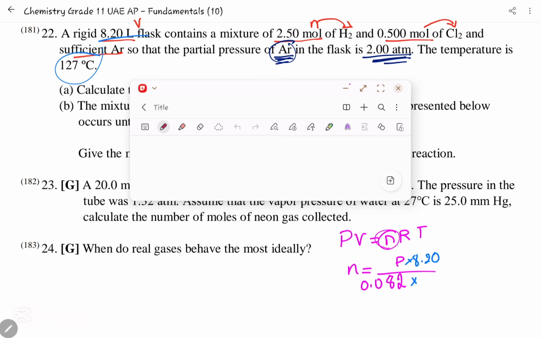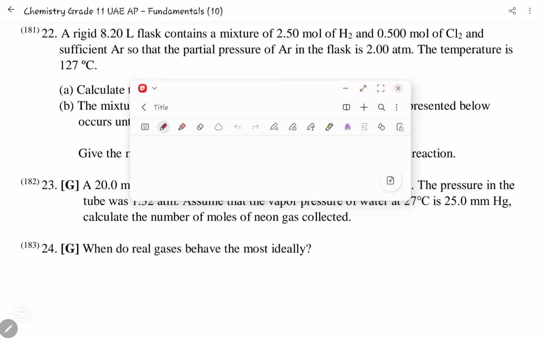So you change it to Kelvin. So 127 plus 273, that's going to be 400 Kelvin. And now the pressure. They gave us the partial pressure, which is how much? Which is 2 atmospheres. So you will have 2 times 8.2 divided by 0.082 times 400. You will get that the number of moles of argon is 0.500 moles.